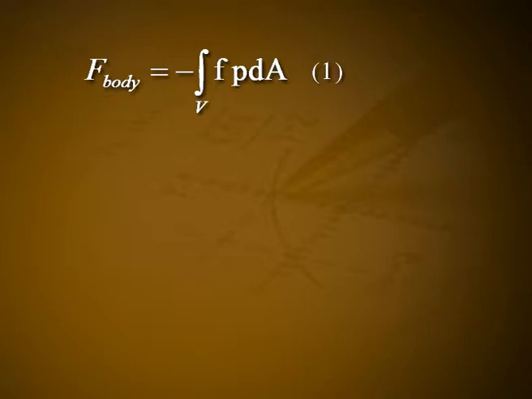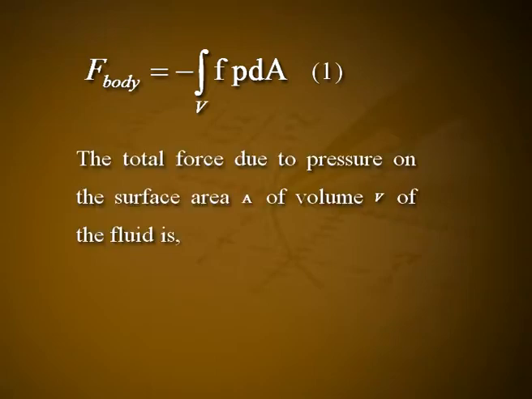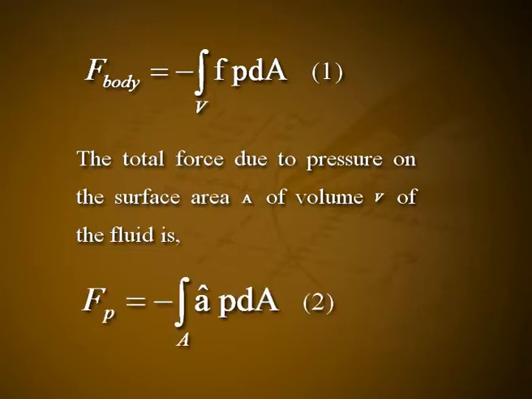Let us consider that a fluid is kept in the gravitational field. Now, the total body force acting on volume V of the fluid is F body is equal to negative of integral V F p dA. Let it be equation number 1. The total force due to pressure on the surface area A of volume V of the fluid is Fp is equal to negative of integral A cap P dA. Let it be equation number 2, where A cap is the outward normal unit vector on any point on the surface.